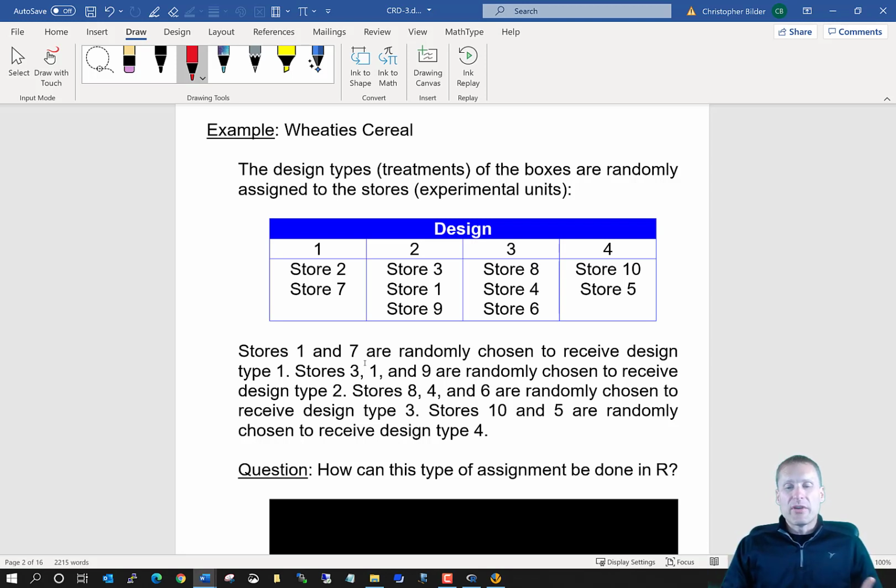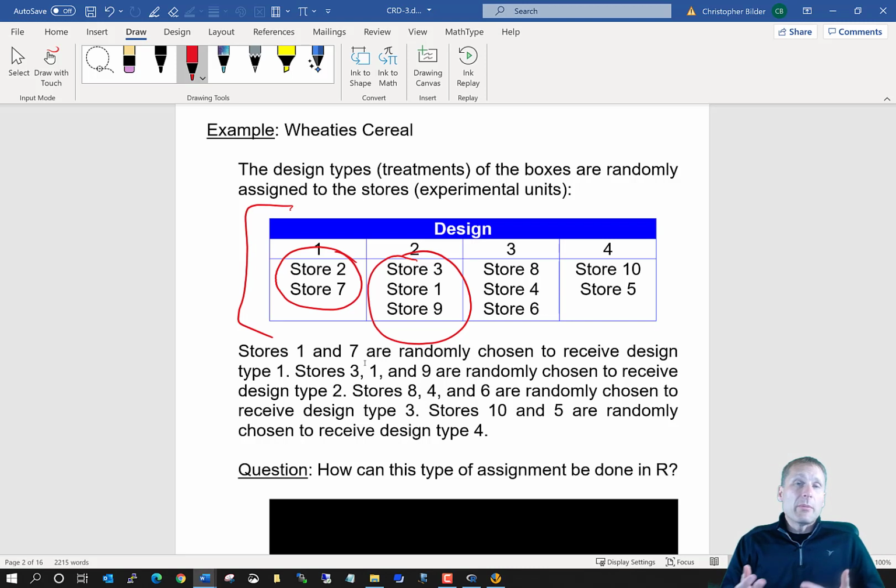Now, I do note for this particular example with Wheaties boxes, there's no particular reason why I only have 2 stores for design 1, 3 stores for design 2, and so on. I purposely chose an uneven number to emphasize that you could have uneven numbers for each design type. But in an actual real-life setting, does it make sense to say some treatments will have an uneven number of experimental units compared to other treatments? The answer is no. But maybe for particular reasons, it might end up happening.